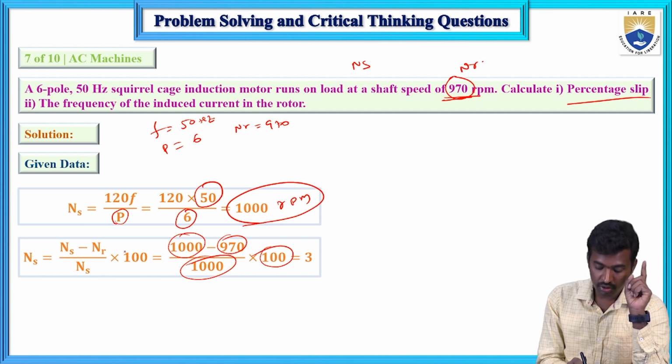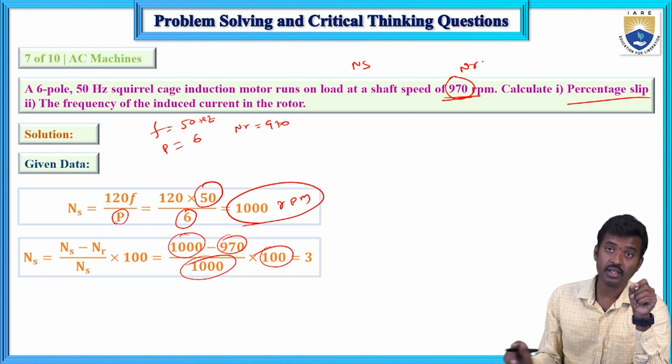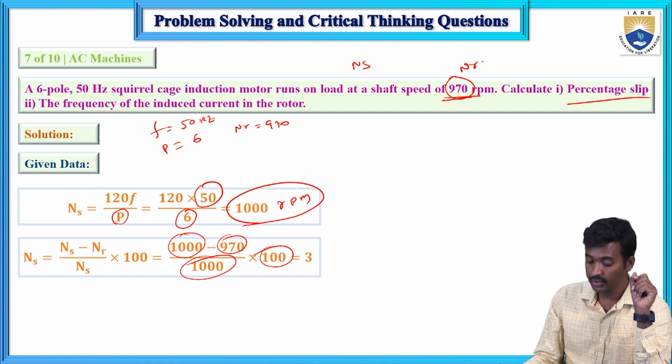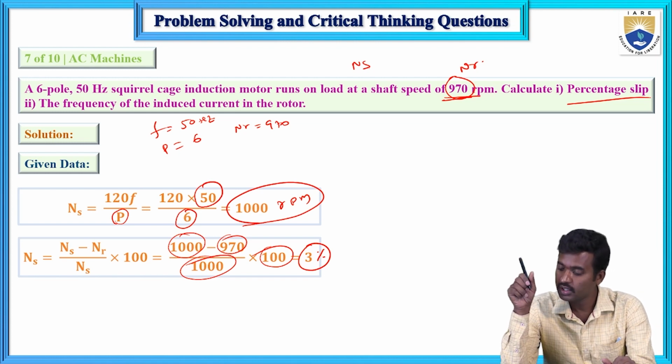NS minus NR by NS alone is the slip per unit, and NS minus NR is the slip speed. So in this case, the percentage slip is 3%.